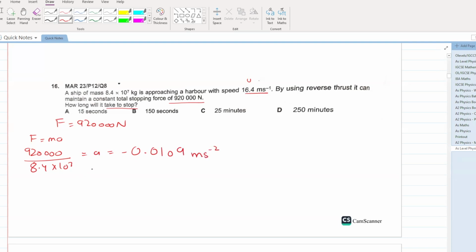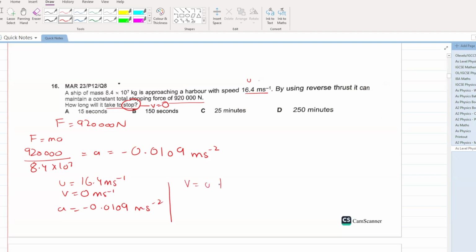This is your deceleration. Your initial velocity is 16.4 m/s. You have to come to a stop, so your final velocity will be 0 m/s. Your deceleration is negative 0.0109 m/s squared. Can you calculate the time?